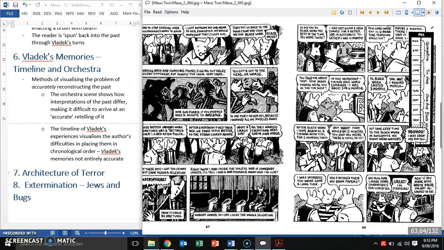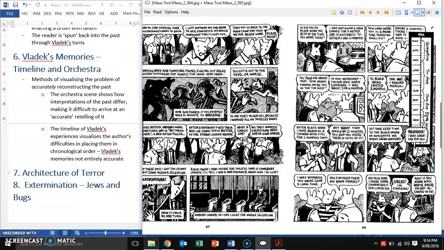So this is the second visual way of showing that conflict between the past as it's remembered and the past as it's documented. During this scene, Art is really trying to work out when and where Vladek spent his time in Auschwitz. And in order to visualise this process, Spiegelman includes this timeline at the edge of the page.